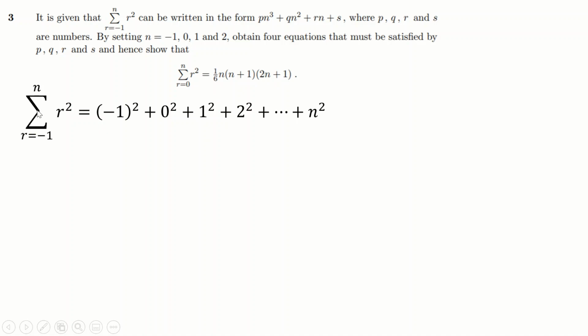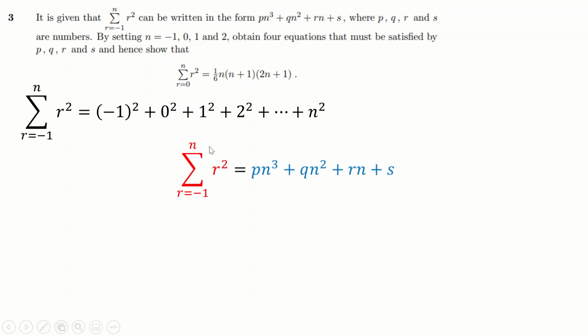Now, in case you're not quite familiar with this notation here, what this means is you start with r as minus 1, you do this thing to it, so minus 1 squared, and then you go to r as 0, and you do that. And then you go to r as 1, and you do it, and you add up all the results until the last one, which is n squared. So that's kind of just what this means. You've probably seen it before in A-level.